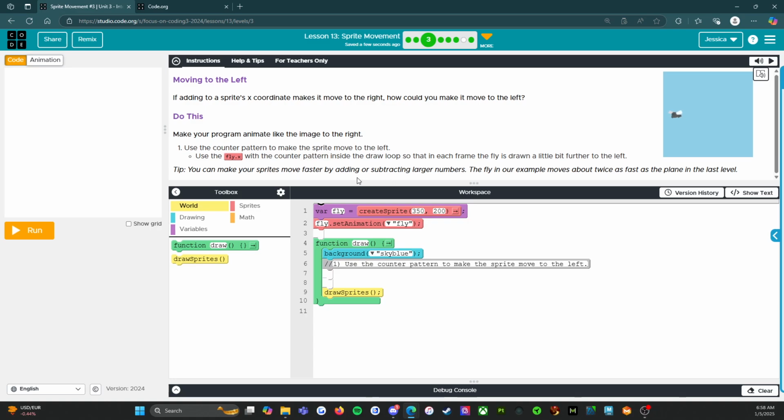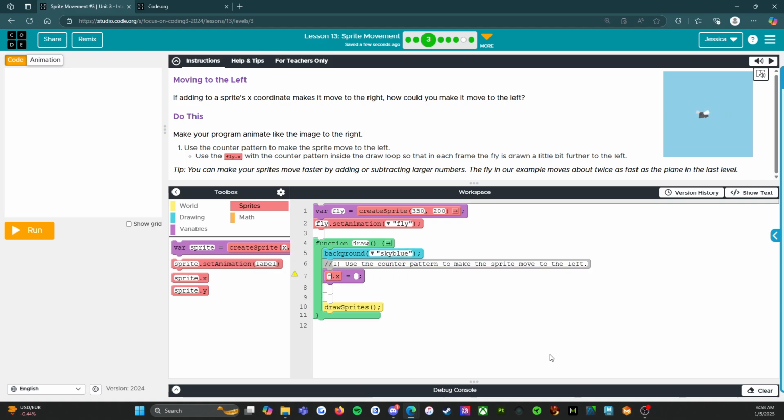You can make your sprites move faster by adding or subtracting larger numbers. The fly in our example moves about twice as fast as the plane in the last level. Well, the plane was moving at 3, so I guess we're going to do 6 for this. So x, all right, so we've got fly, and then we have fly minus 6.